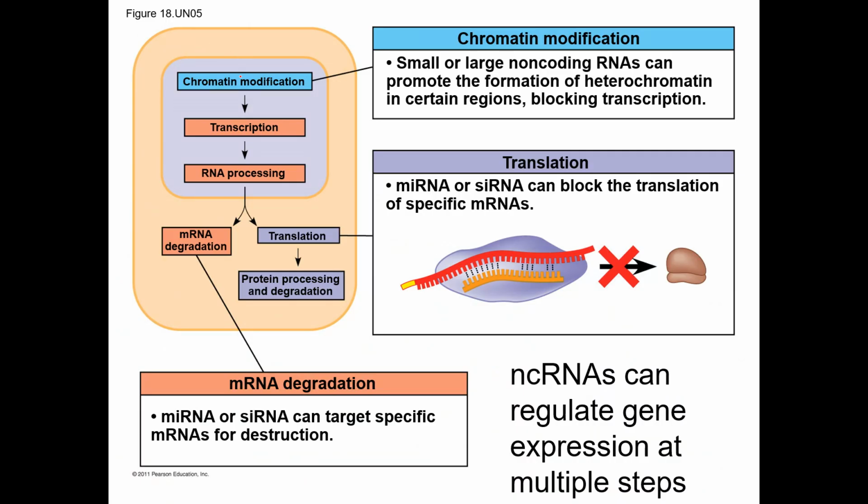Okay, so RNA interference can happen at several levels. It can happen at the chromatin level, meaning they'll help to coil up the DNA and block it from getting transcribed. It can happen at the mRNA level, meaning if they bind together, like right here, then it can degrade the RNA. If they don't bind exactly perfectly, then it can just block translation. So these non-coding RNAs can regulate gene expression at all these different steps.